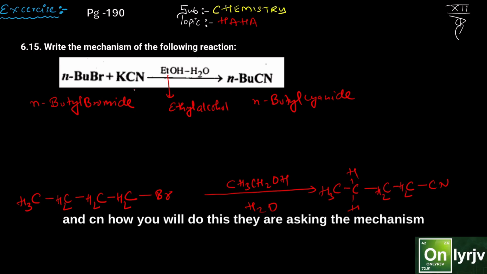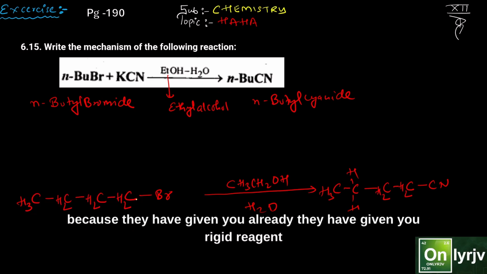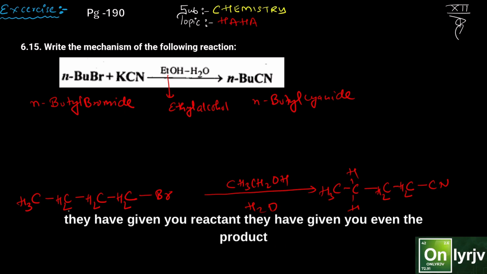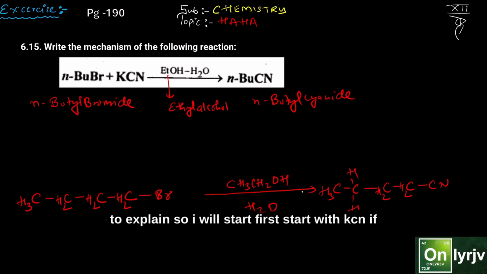How will you do this? They are asking the mechanism of it. You don't have to directly tell that it will happen, because they have already given you the reagent, the reactant, even the product. They are asking how it will happen, and that you are supposed to explain. So I will first start with KCN.